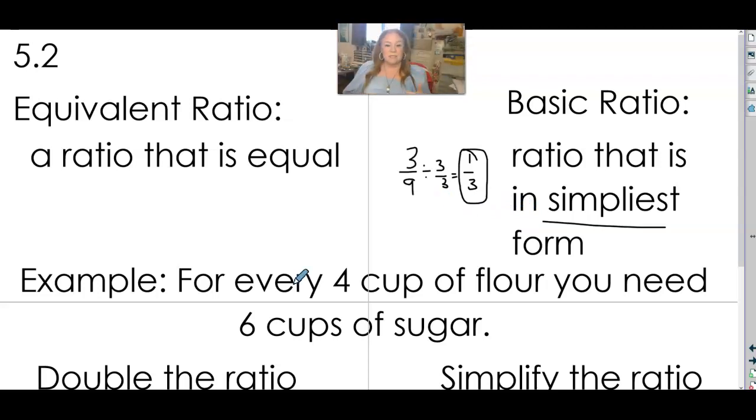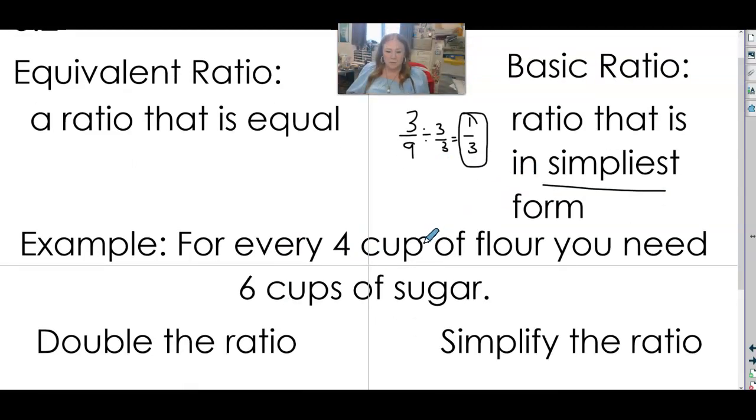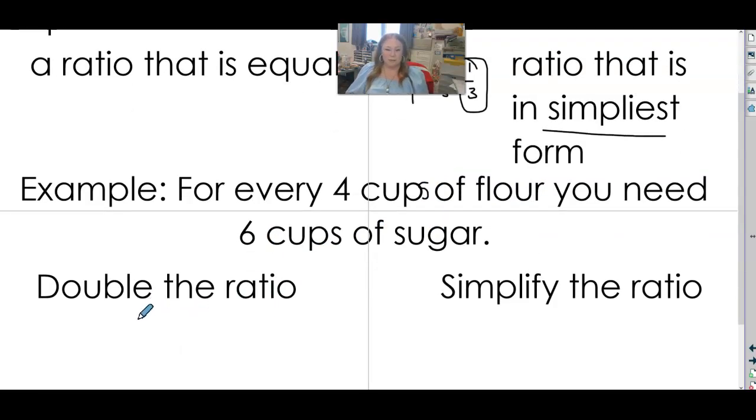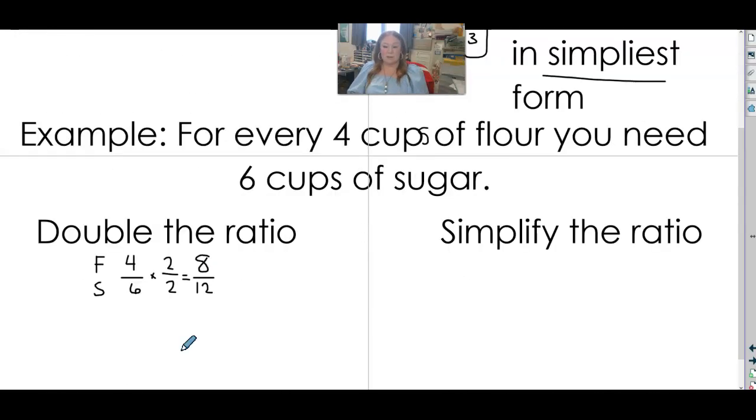So our example here tells us that for every 4 cups of flour, you need 6 cups of sugar. First we're going to double the ratio. So we're going to go flour to sugar. We need 4 cups of flour, 6 cups of sugar, and we want to double it. So we're going to times it by 2, times it by 2. 4 times 2 is 8. Do the same thing to the denominator. 6 times 2 is 12. So 4/6 and 8/12 are the same ratio. We made an equivalent ratio.